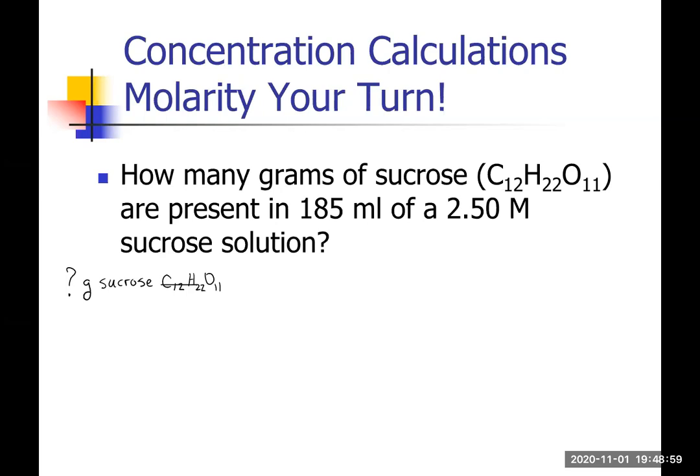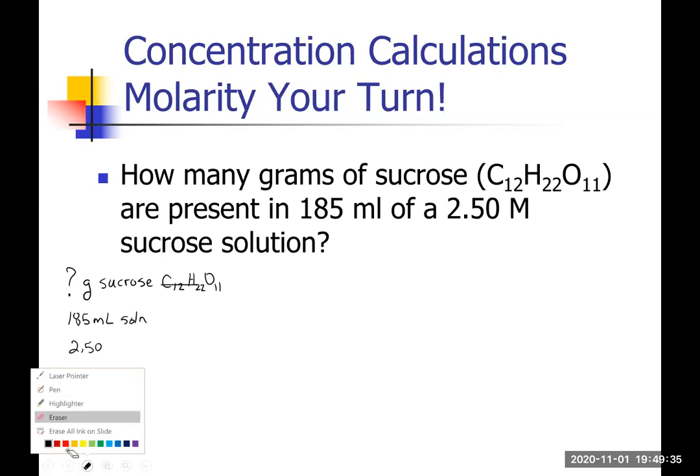So we know that our solution volume is 185 mils. Not our solvent volume, because it says 185 mils of a 2.50 molar solution. And the other information we have is the concentration, and I'm going to write it like this, moles per liter, for all of you just for now.